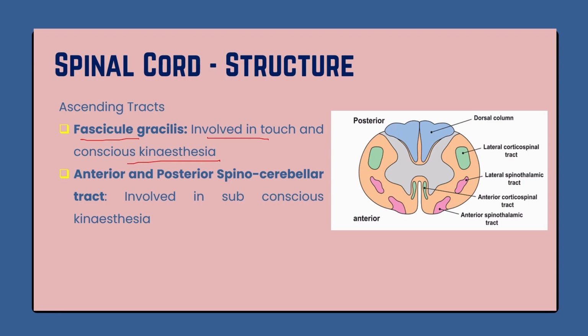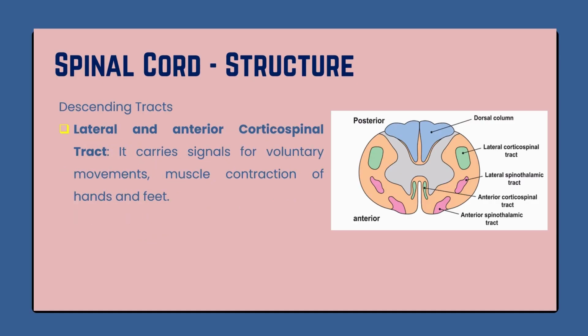Then we have the anterior and posterior spinocerebellar tracts. Earlier was spinothalamic. What was it doing? From the spine to the thalamus. Spinocerebellar means it's taking information from the spine to your cerebellum, which is another part of your brain. It is involved in subconscious kinesthesia. Like if you are asleep, or you feel like scratching your hand, without thinking, you know where to go and scratch it, right? That's subconscious kinesthesia.